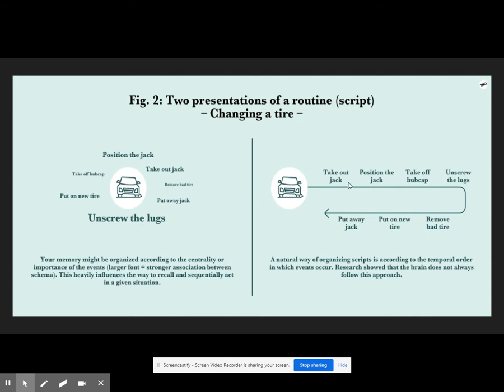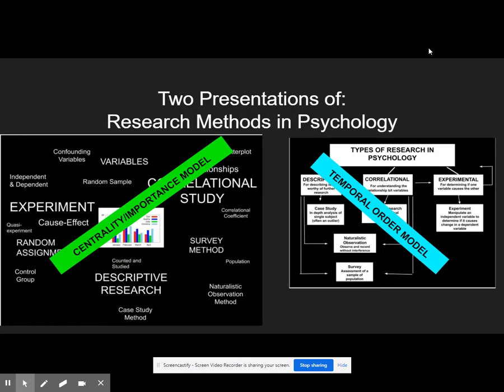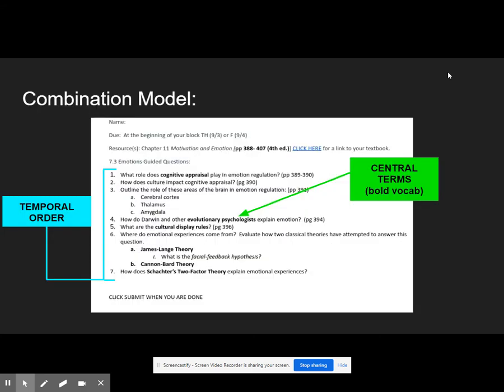We're going to try to create something like this for you, but we're also going to present this as well for research methods. So here is what those two models look like when it comes to research methods. So we've got the centrality or importance model over here and the temporal order model. We're going to look at those a little bit more closely. Generally speaking, we are presented with this information in a combination sort of way. So I've taken really serious measures to make sure that I present it to you in both a temporal order, so an order of events.